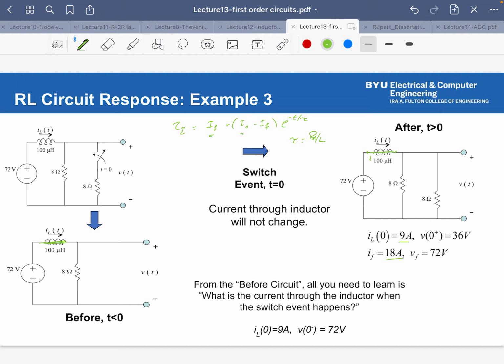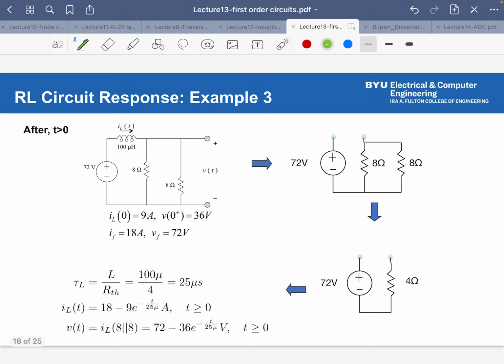We can basically set all of the voltage sources to 0 volts and the current sources to 0 amps. So that makes this thing a wire. And we look in and it's going to be these two resistances in parallel with each other. So again, 4 ohms, so tau is going to be 4 divided by 100 microhenry.